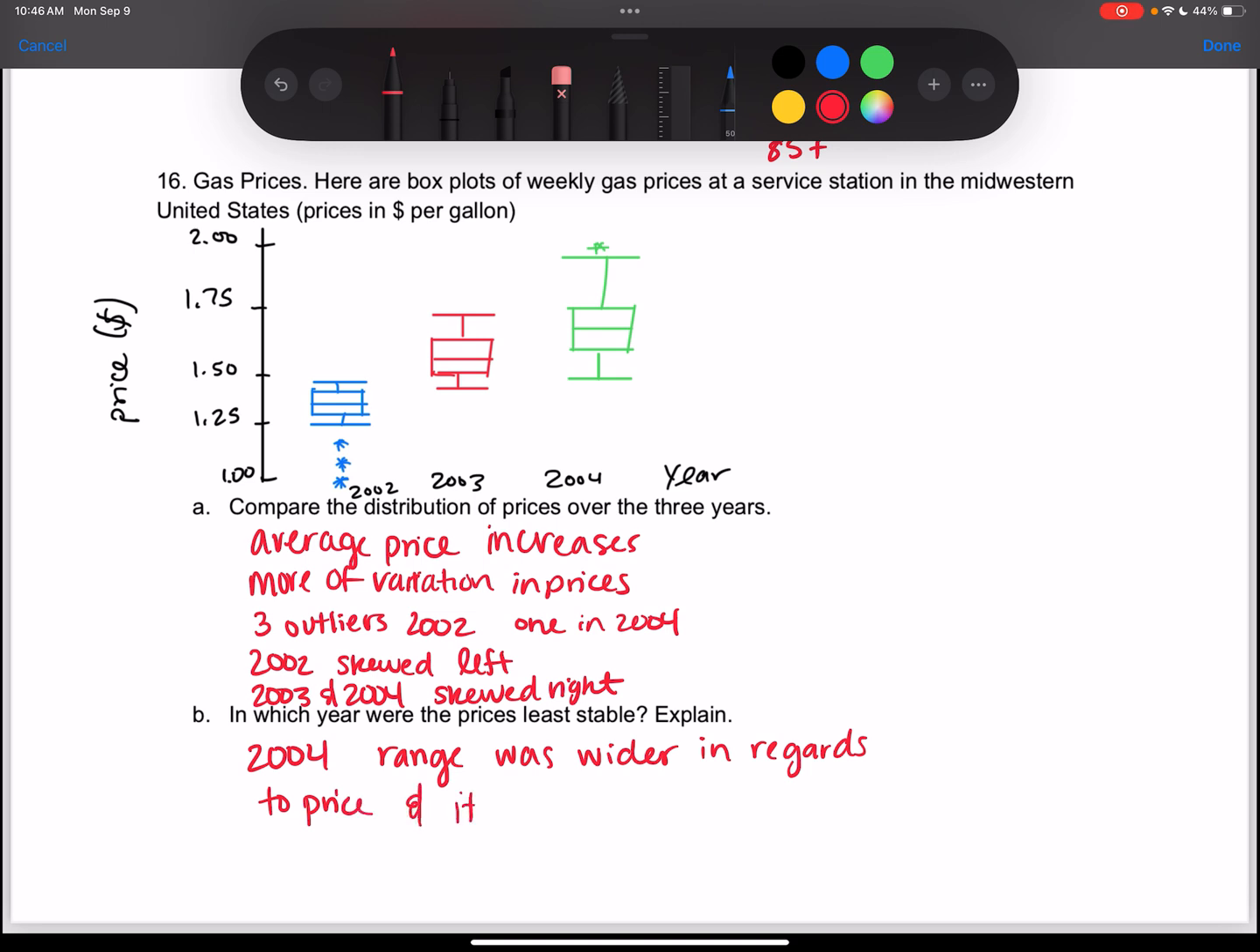And it has the largest IQR, which again, my graph's not perfect, so it's kind of hard to see that, but the IQR is bigger in 2004 than any other one.